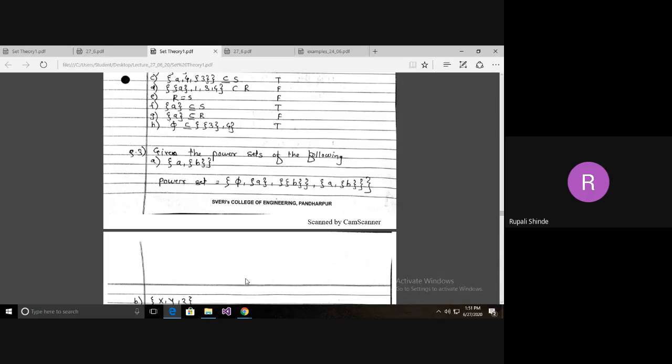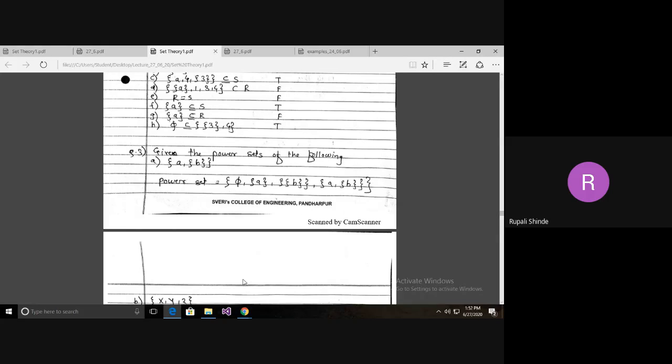So first of all, tell me how many elements would be there in the power set of the given set? 3 elements. Okay, tell me what are those elements in the power set of the given set? Number of times we have seen, the first element of the power set is always phi. So first element is phi.